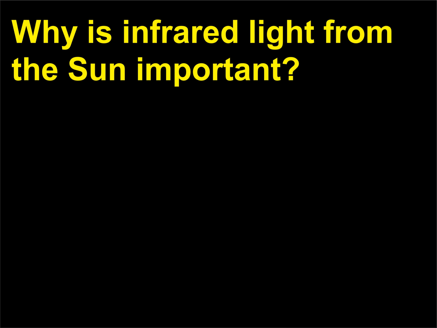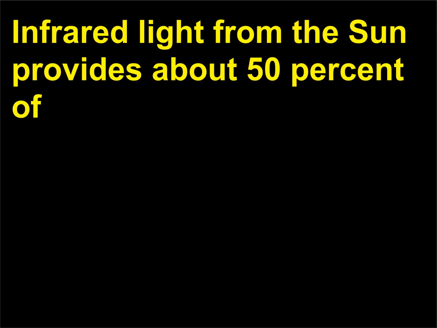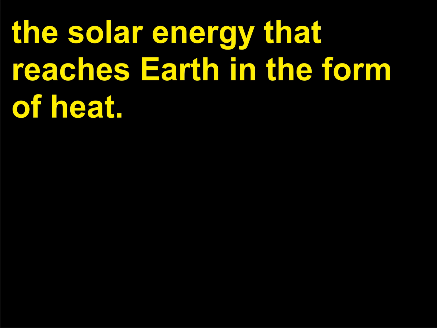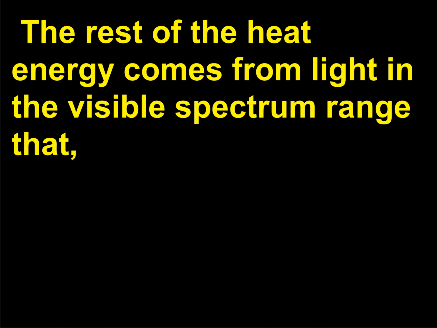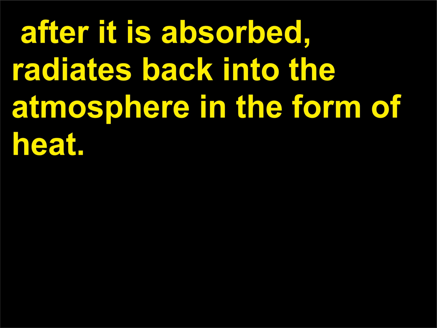Why is infrared light from the sun important? Infrared light from the sun provides about 50% of the solar energy that reaches Earth in the form of heat. Without it, our planet would be a much colder place. The rest of the heat energy comes from light in the visible spectrum range that, after it is absorbed, radiates back into the atmosphere in the form of heat.